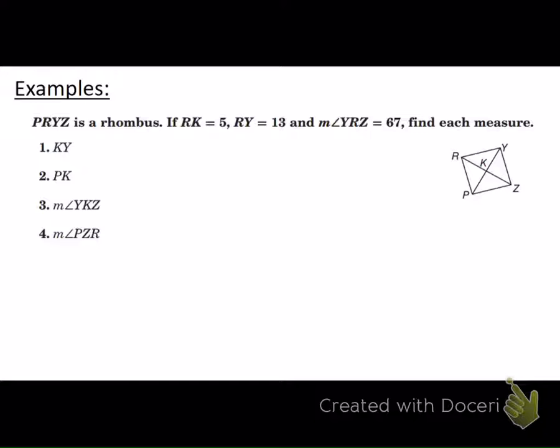Okay, PRYZ is a rhombus. If RK is 5, RY is 13, and angle YRZ is 67. Find each measure. So I'm just labeling my given information.